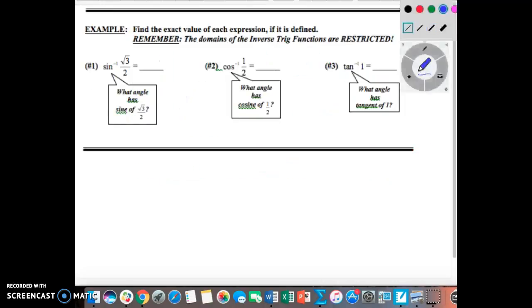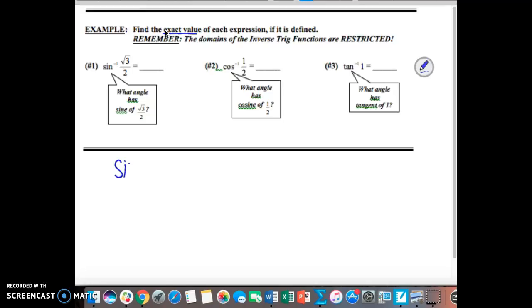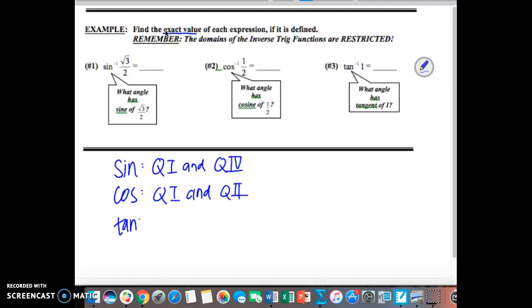Looking at our examples, it asks us to find the exact value of each expression if it is defined. Exact value tells us we cannot use a calculator, and we just need to use our brains and the idea of the unit circle. It says, remember, the domains of the inverse trig functions are restricted. Remember, sine is just in quadrants 1 and quadrant 4. Cosine is in quadrants 1 and quadrant 2. And tangent is in quadrant 1 and quadrant 4.